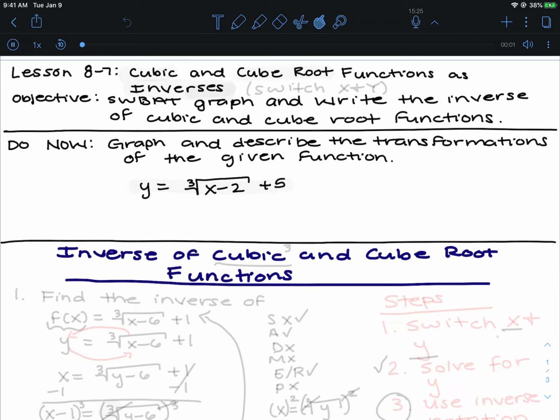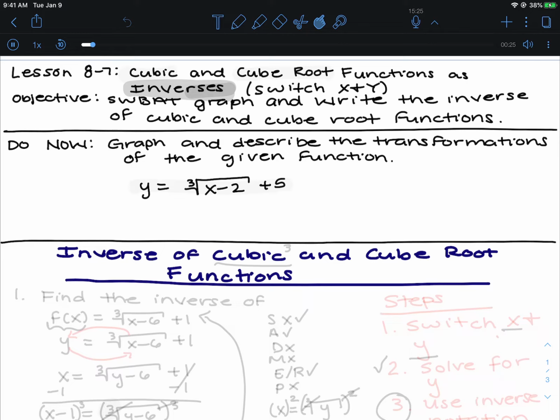Okay, guys, so we are moving on to lesson 8.7, cubic and cube root functions as inverses. Okay, so we're going to be talking about the inverse today, which I hope as soon as you guys hear the word inverse, you automatically think about switching x and y. So that's what we're going to be doing today.